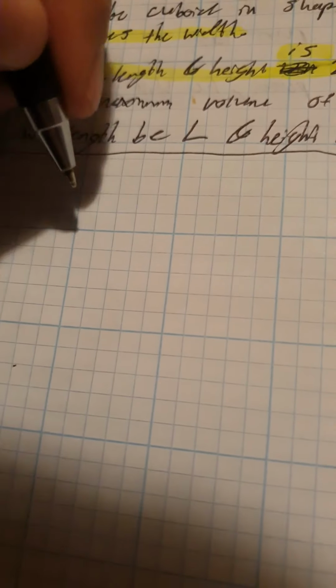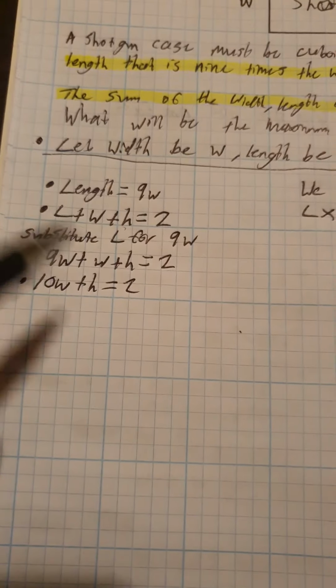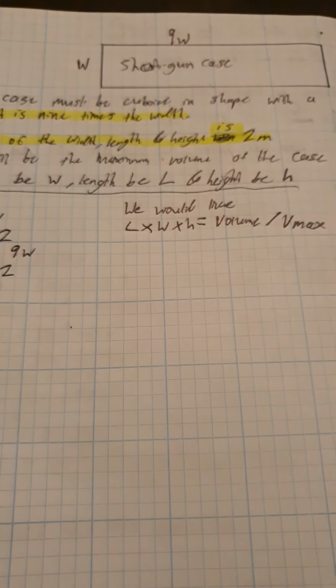So we would like length times width times height equals the volume, or how math people like to call it, the Vmax, maximum volume, because I've said maximum volume here, so they're like, no, you need to have Vmax instead. Well, I just put volume because I'm lazy. Anyway, now we've got that. From the information we've been given, we can create an equation to represent this.